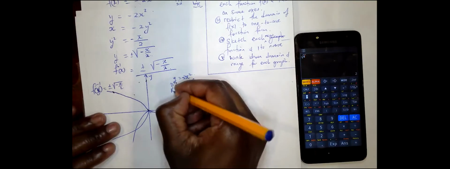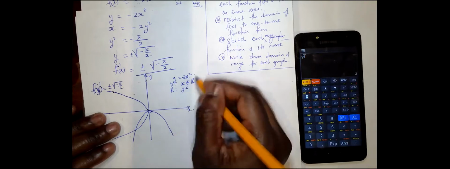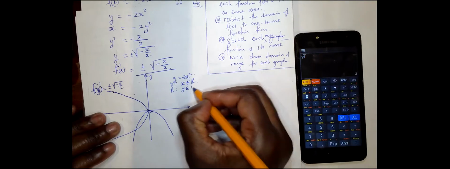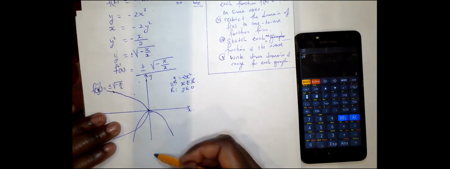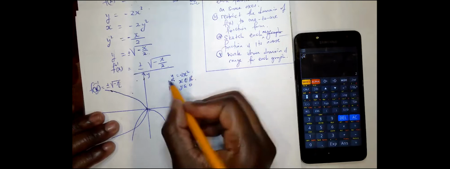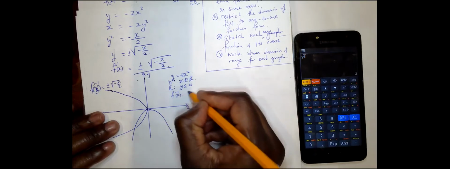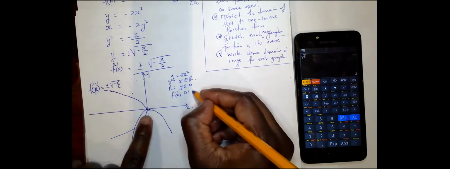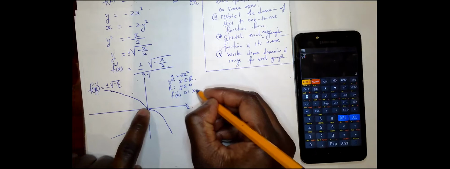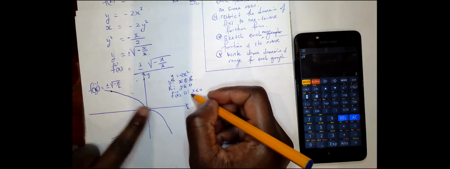Now what about our range? Our range in this case, we know that it's y less than or equal to 0. That's what we have there, because y is going to occupy values from 0 downwards. Now what about for the inverse? For the inverse, its domain is actually x less than or equal to 0, because you can see that it's occupying values that are below 0 here.